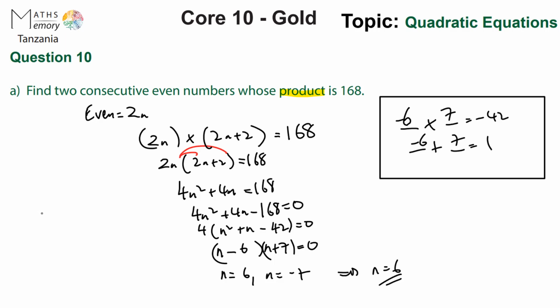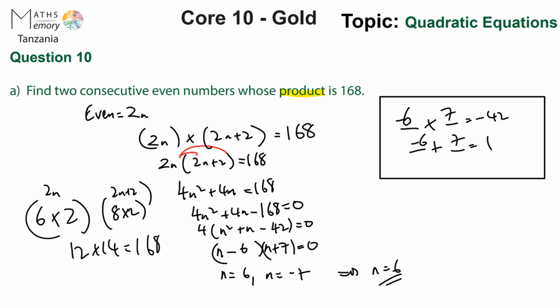So if n equals 6, we can say 6 times 2, okay, that's 2n, that's the first one, and this will be 2n plus 2, which is 8 times 2. So basically 12 times 14 would give you 168. So the answer would be 12 and 14. These are your two even numbers, we've plugged into the original equation via quadratic to give us your final answers over here. 12 and 14 are your two even numbers.